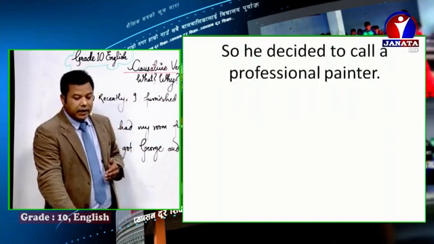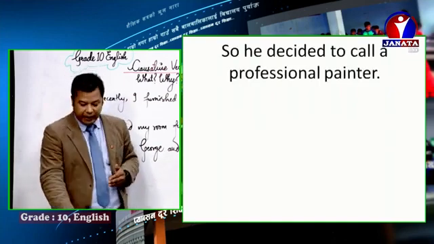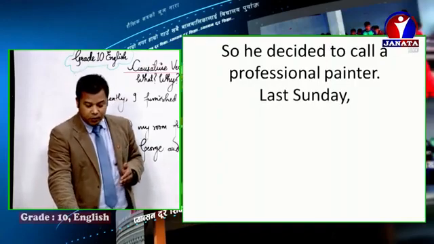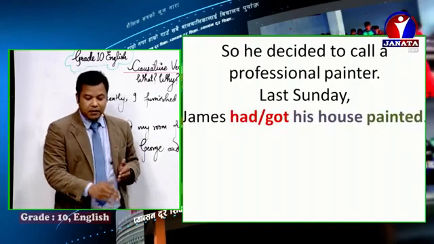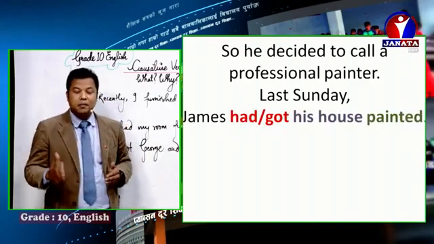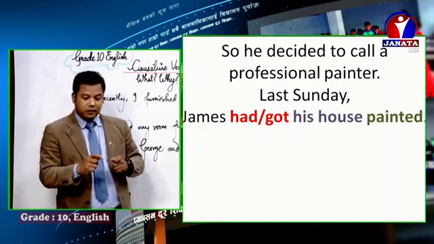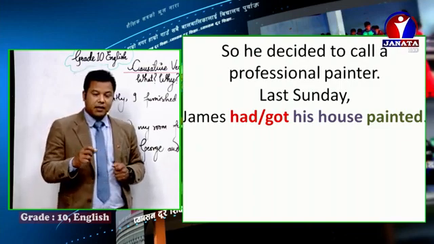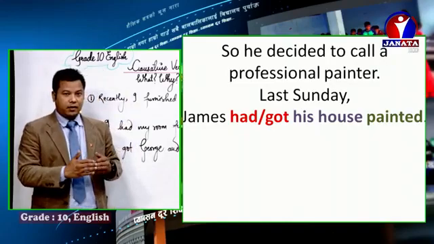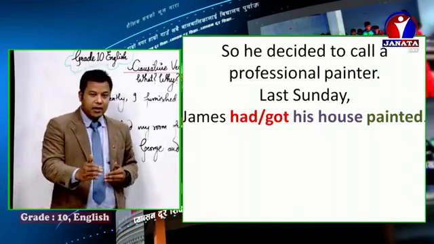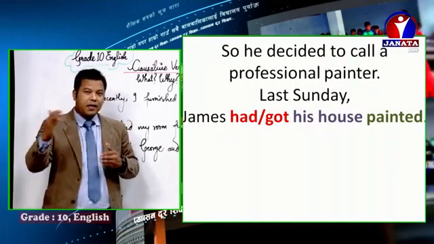So he decided to call a professional painter. Now, he got this professional painter to paint his house. James had got his house painted. Now here, if you compare this sentence with the previous one, in the previous one, James tried to do something on his own, and that failed. He failed it terribly. So he had, or he got, somebody else to do it.